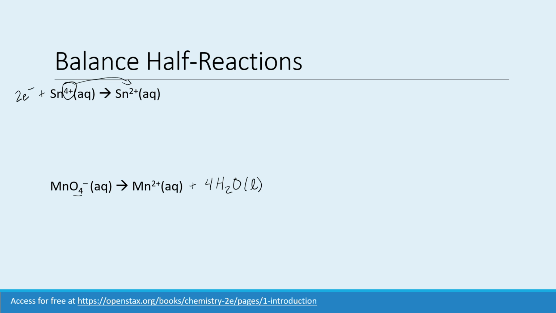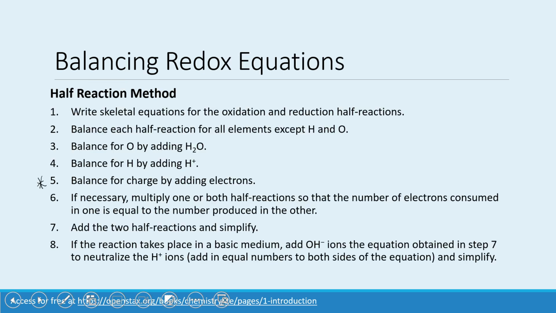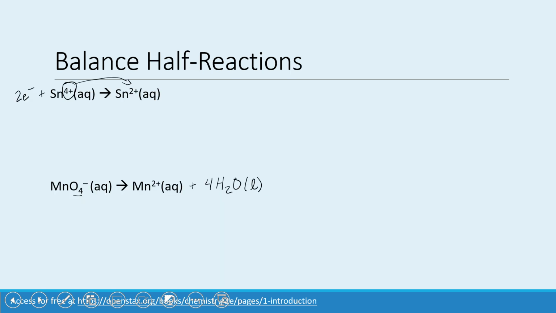Once that's done, we'll balance the hydrogens next. And remember, we balance the hydrogens by adding that H+ ion. Okay, so oxygen first with the water molecule, then hydrogen next with the H+. Okay, so when I added the 4 water molecules to the product side, that gives me a total of 8 hydrogens on the product side, and so I have to add 8 hydrogens on the reactant side. And those hydrogen ions will always be in the aqueous phase.